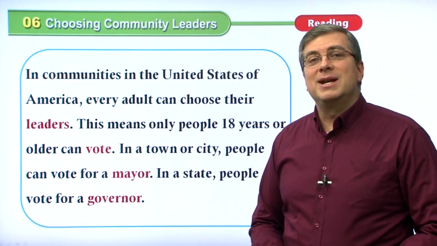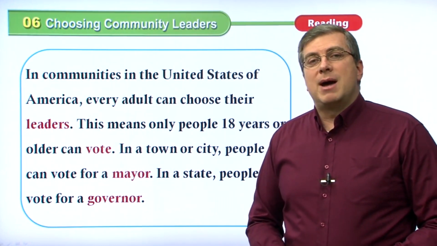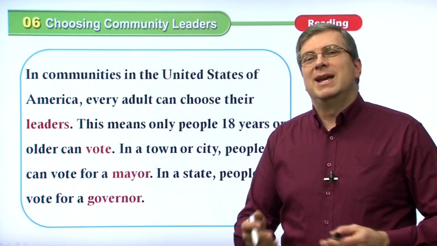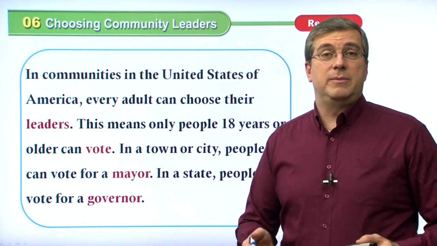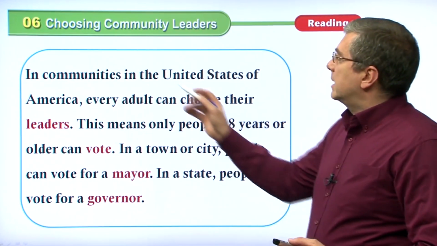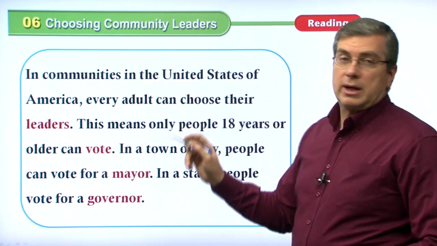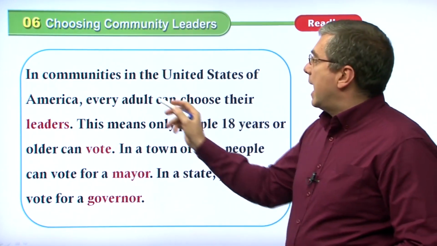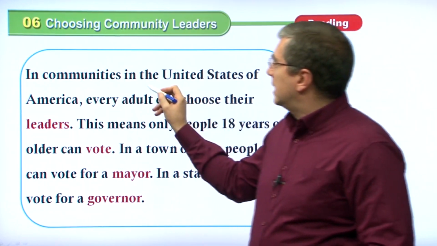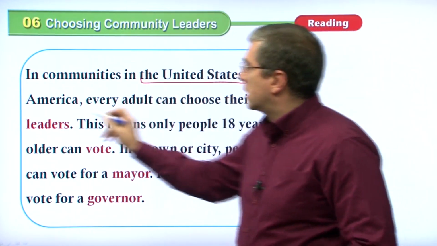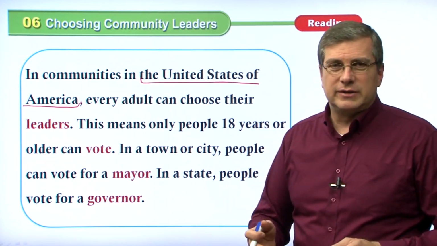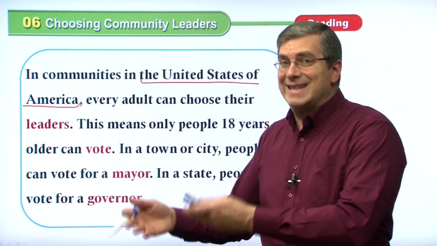Okay, welcome back to the reading section. We're of course talking about the process of choosing a leader. So the passage is going to talk about how we choose leaders in our communities, whether we live in a city, a state, or a country. Okay, in communities in the United States of America, that's where we're focusing on, every adult can choose their leaders. So we're focusing in on the United States of America. That's where we're describing the process. We're using that country as an example.